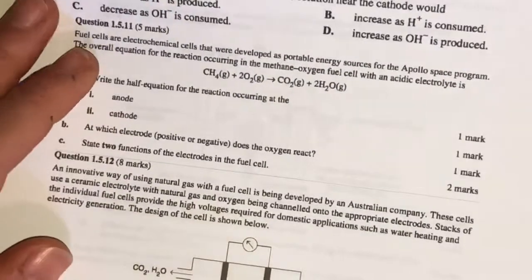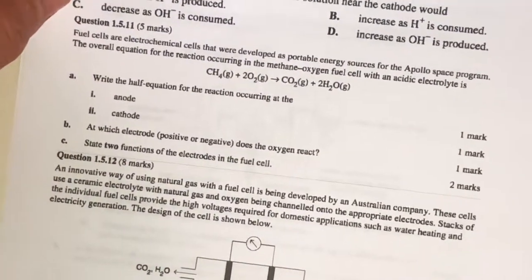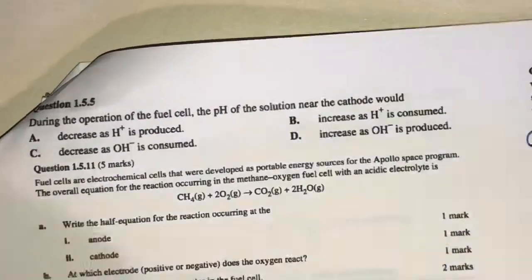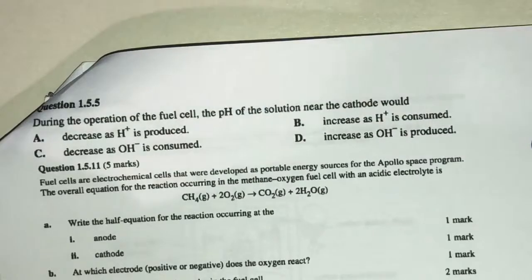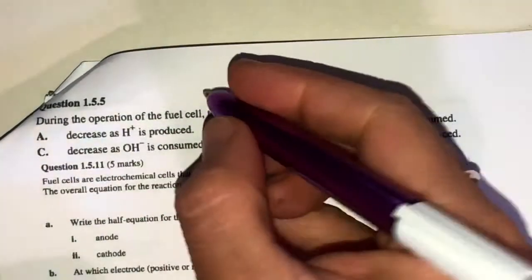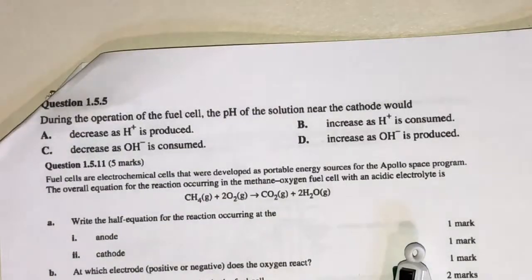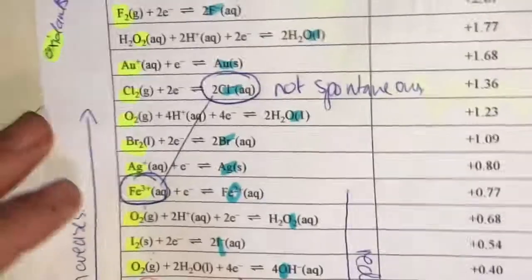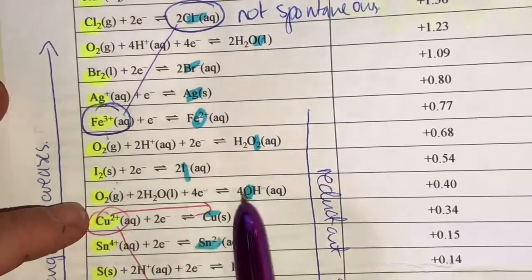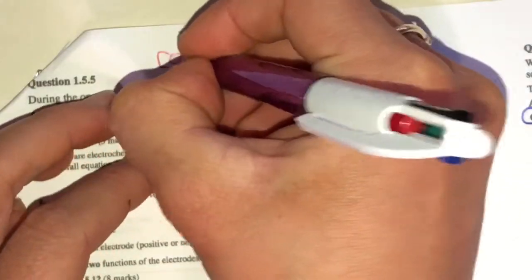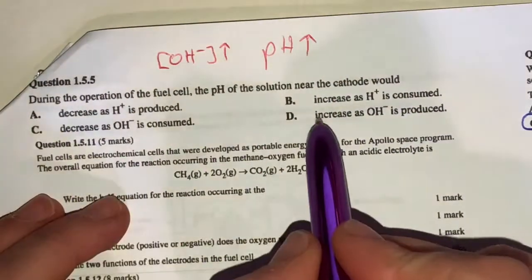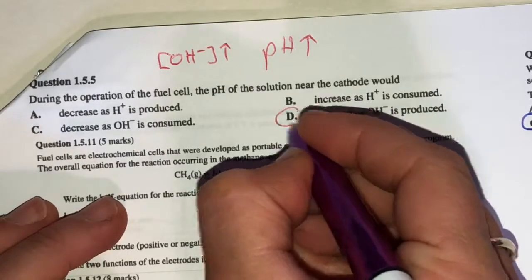Okay, this is also part of this question. During the operation of the fuel cell, the pH of the solution near the cathode would. All right, the cathode is where reduction is occurring, and that's where the oxygen gas is being reduced. So what we would need to do for that is work out the half equation, which is actually on your electrochemical series. Let's take a sneaky look at it. This one's even less neat. All right, the hydroxide cathode reaction would be this one. So we're producing hydroxide. So concentration of hydroxide increases, meaning it's becoming more basic, which means that the pH would also increase. So let's have a look. Increase as hydroxide is produced, giving us option D.